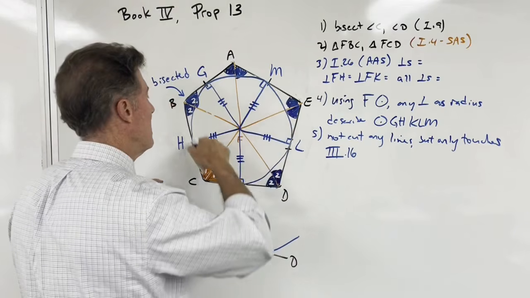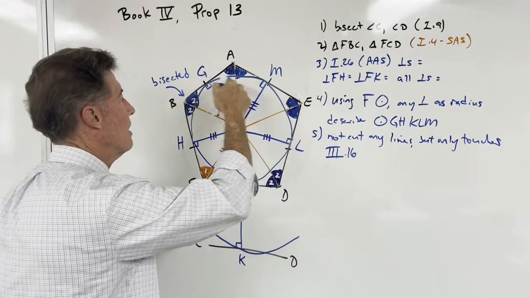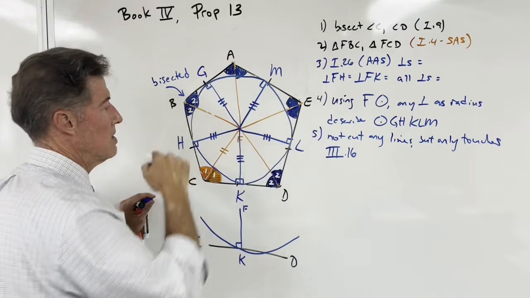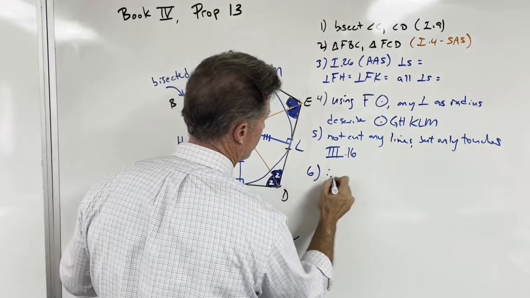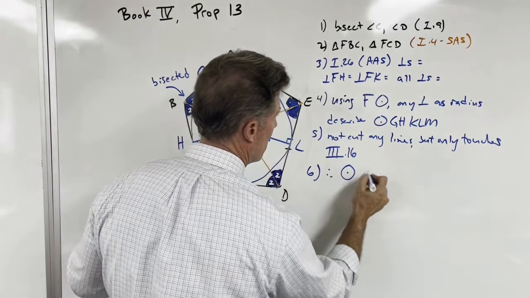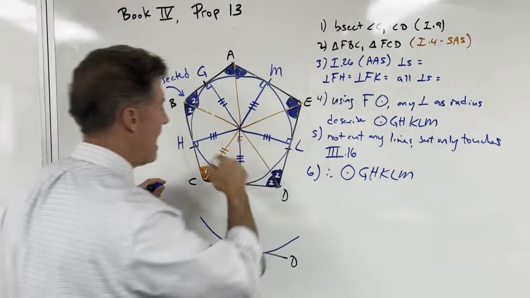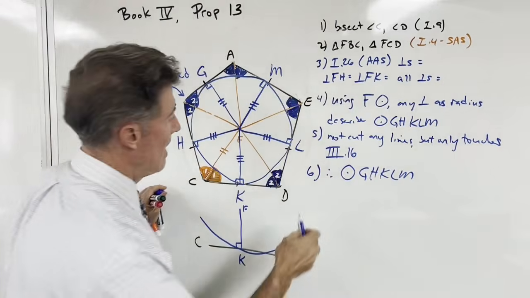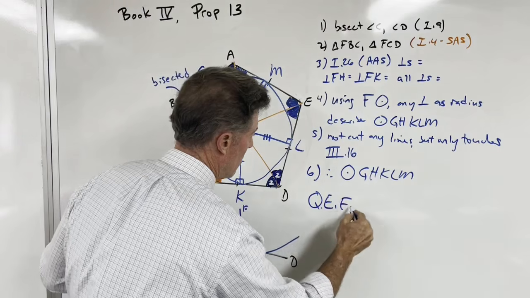Therefore, that's what an inscribed circle is, where the circumference touches each of the lines of the figure in which it's inscribed without cutting it. So therefore, we've done it. Therefore, our circle GHKLM is inscribed in a regular pentagon. And that's what we were supposed to do, so we can conclude our construction proof with QEF.